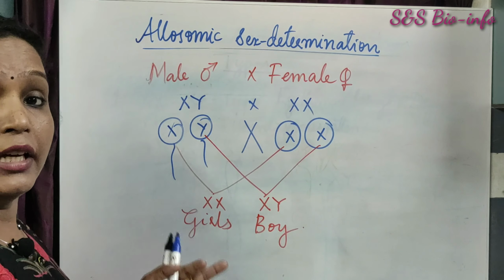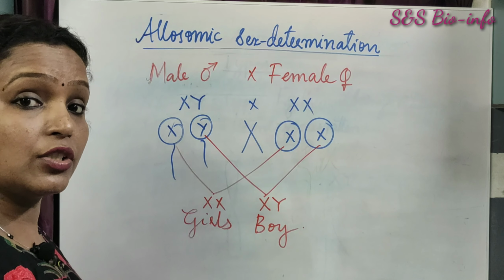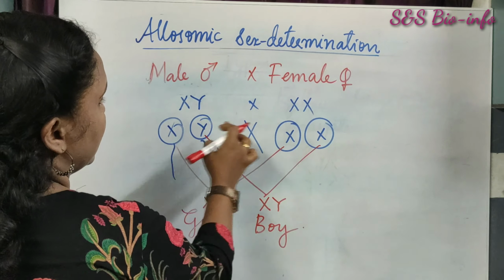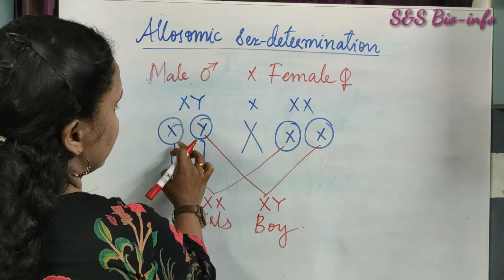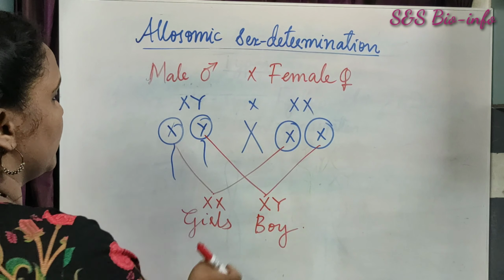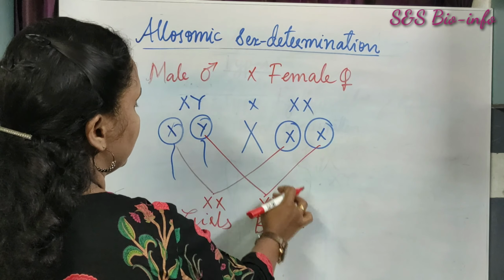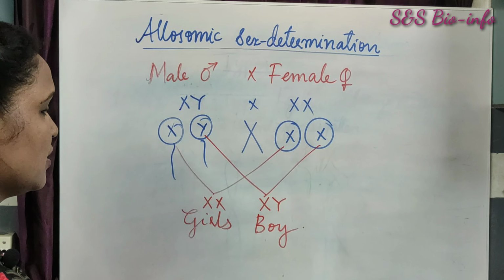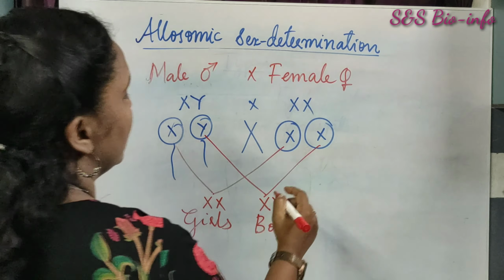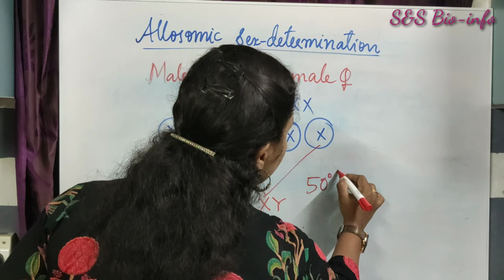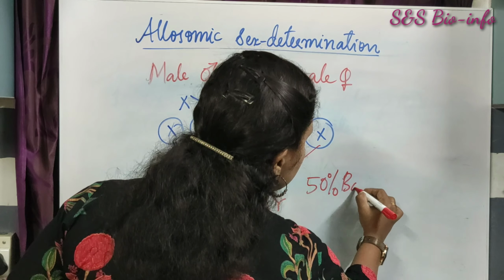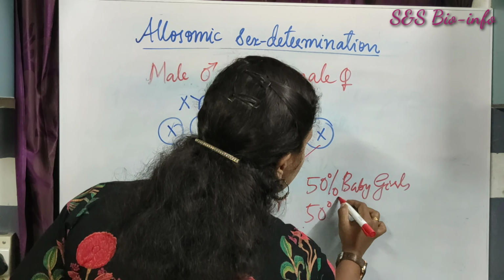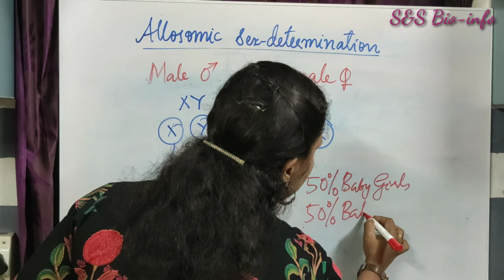Here, there are 50-50 chances of producing girls and boys. See, X with the X, one girl, X with the again X, two girls. So, X with Y, one boy, then X with the next X with the Y, that is another boy. So, here 50% baby girls and 50% baby boys are produced.